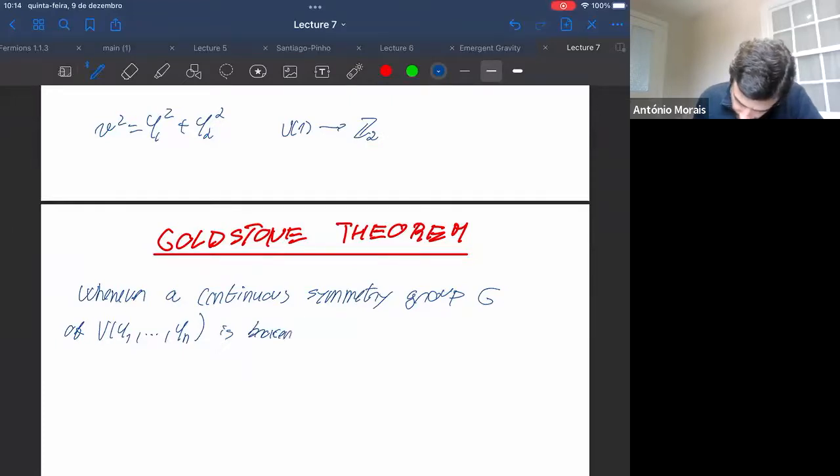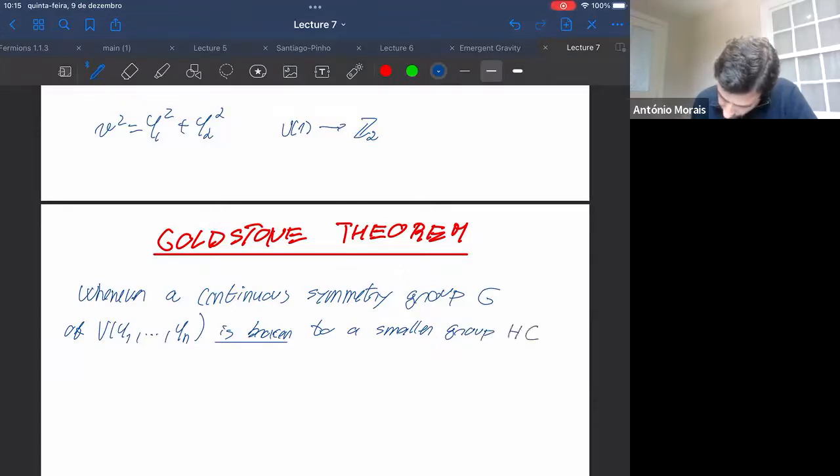Is broken, and this is the key here, to a smaller group H that is contained inside G. So basically the generators of the H group are part of G.